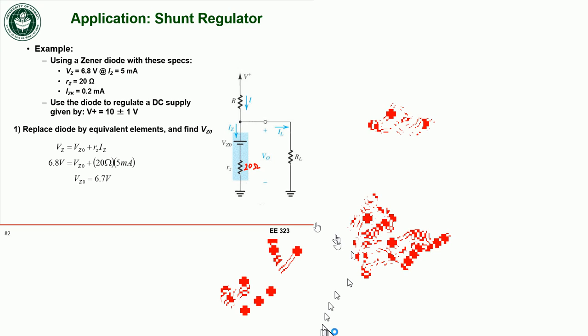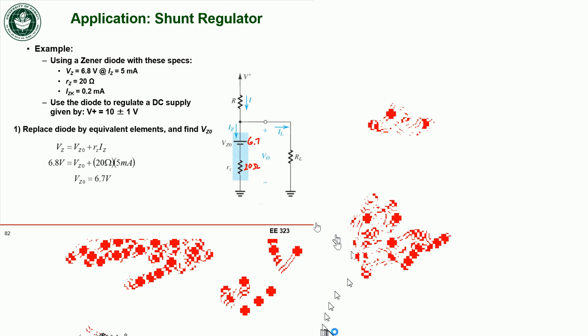We did that by taking this equation, VZ equals VZ0 plus RZ times IZ, and plugging in all the values that we already knew. We know a value for VZ and the Zener current at that particular voltage. With a Zener voltage of 6.8 volts, I don't know what VZ0 is, but I know the incremental resistance is 20 ohms, and at that voltage across the Zener diode, I will have 5 milliamps of breakdown current flowing through it. Given all of that information, I can figure out a value for VZ0. So this is 6.7 volts.